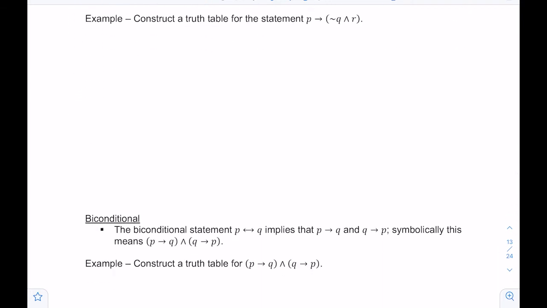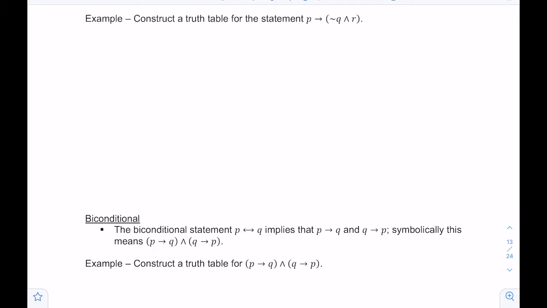Try pausing the video and constructing a truth table for the next example. If you noticed in this next one, we have 3 letters, P, Q, and R. So that increases the number of cases that we could have. How many cases do you think we will end up with when we have 3 letters?